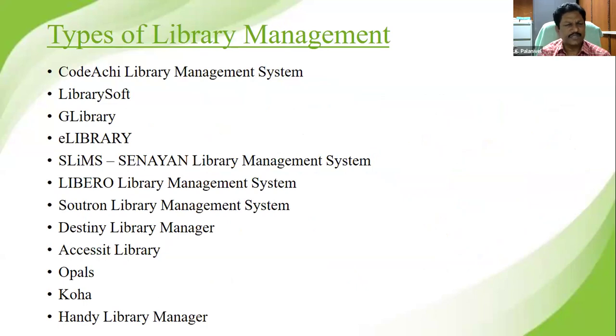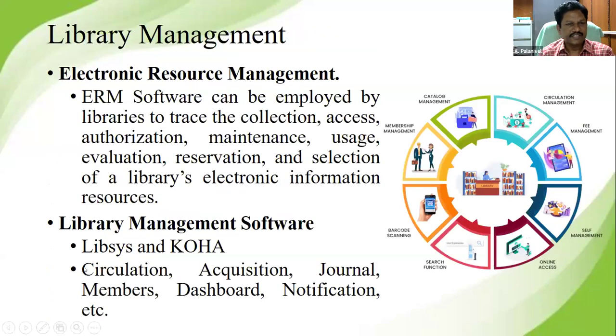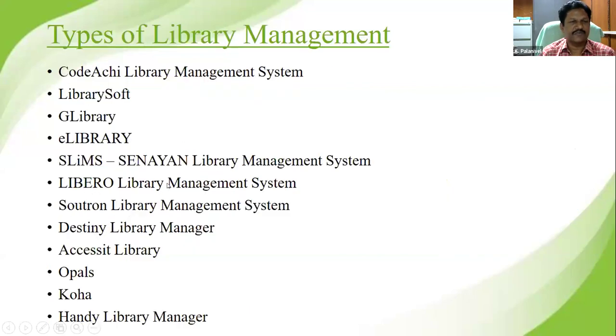People are talking about only one thing, that is Koha. But if you take library management, there is Code, Arch, Library SAP, G Library, E Library, Slims, Libro, Southron, Destiny, Accessity, Opals, Koha. In addition to that, the list keeps on increasing. There are a lot of softwares available, and it is not at all possible to become familiar with all of them. You should be familiar with the various library activities, like I told in the previous slides: circulation, acquisition, journals, and how these modules are available in these softwares, and how to access this software. You are supposed to know this information.